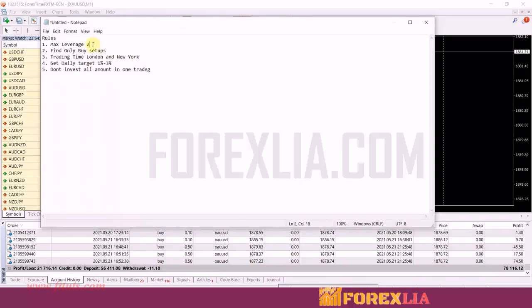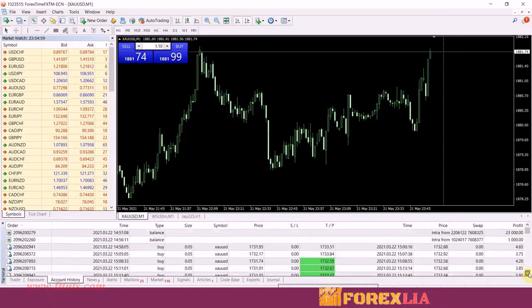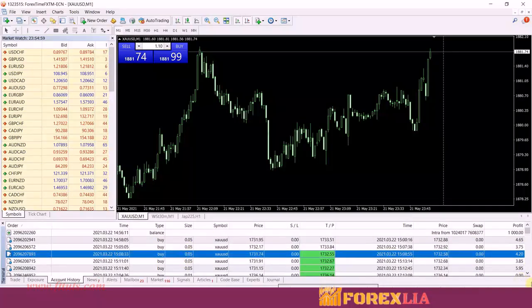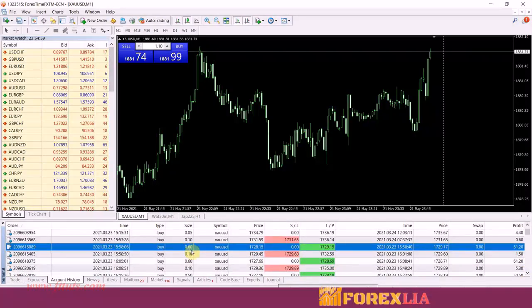This is what I did when I opened an account with $56,000, which I am also going to show you. How I have traded on small lot sizes, because I was making profit by trading on these small lot sizes. You will also see that all are small lot sizes.